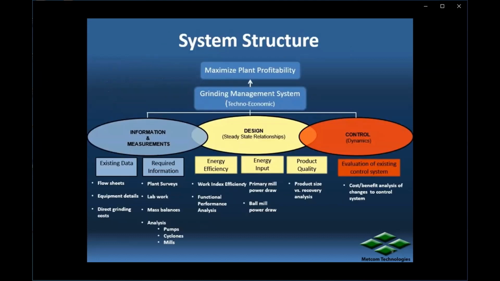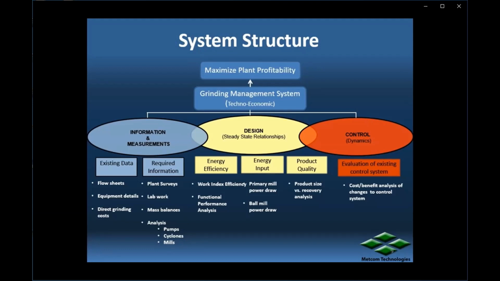Unknown to us when initializing the task analysis, all the steps fell into one of 3 categories. First, information and measurements, both existing data on the plant equipment and the additional information and measurements required to conduct the technical analyses. Next, design, which encompasses all the steady-state relationships between circuit inputs and outputs. Subcomponents of design fall into energy efficiency, energy input, or mill power draw characteristics, and circuit product quality, in terms of recoverable metal in the downstream process.